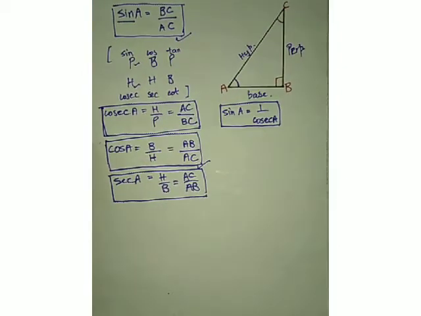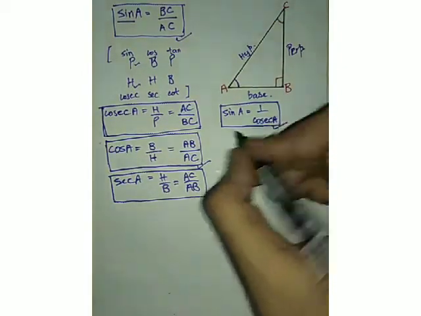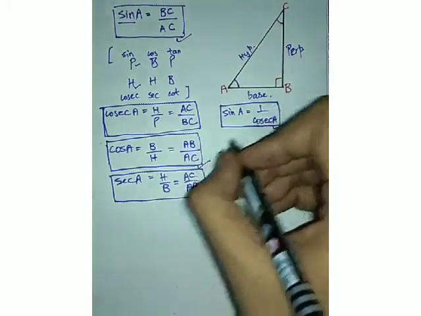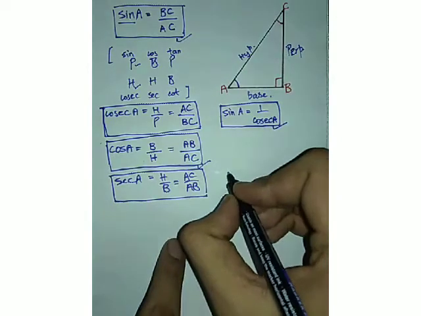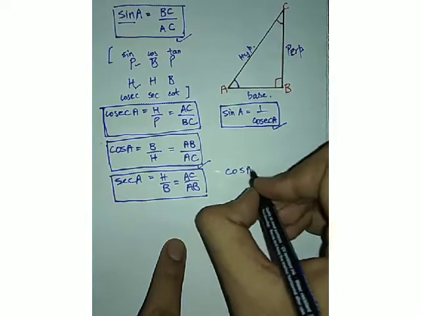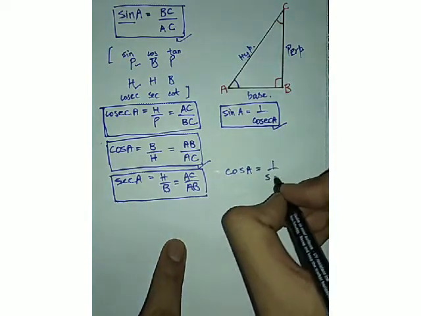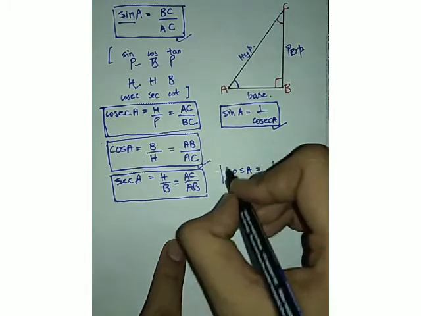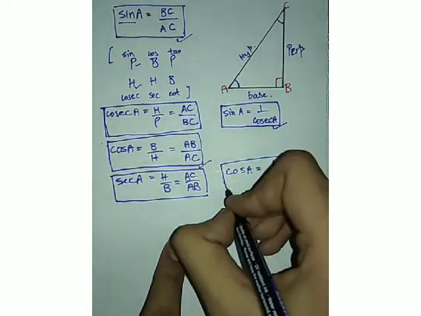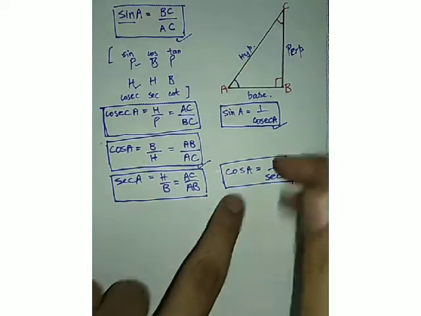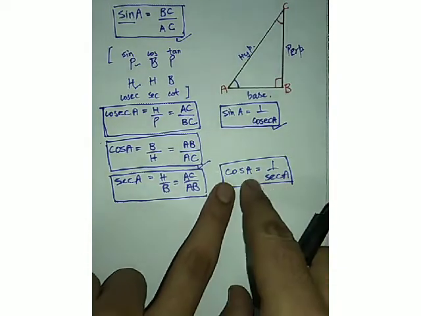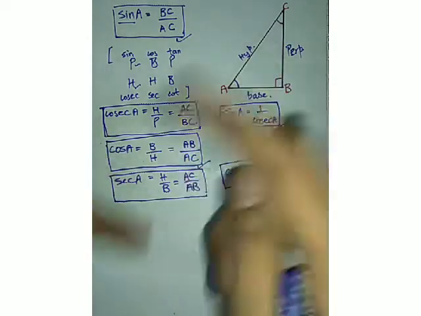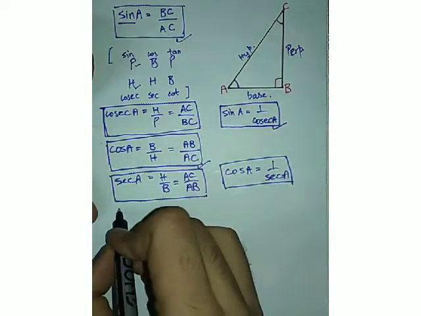Now here's the thing. As we have just derived a relation between sine and cosecant, we can again write a relation between cos and secant, and that is cos A is always equal to 1 upon secant A. So it means cos is always the reciprocal of secant, and secant is always the reciprocal of cos. Alright, let's move to the next trigonometric function.